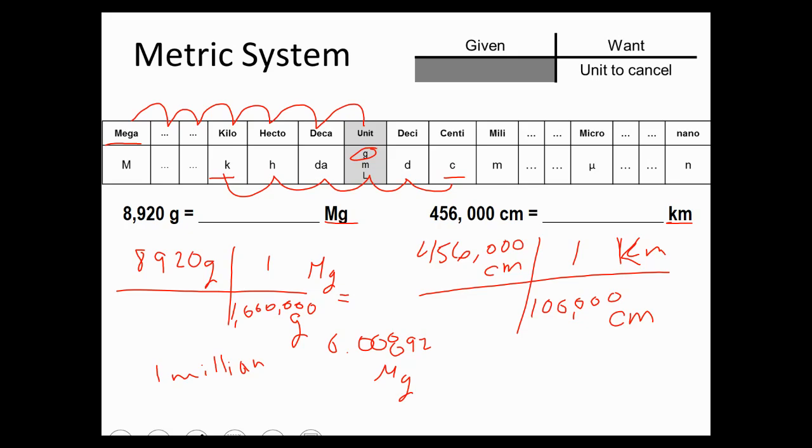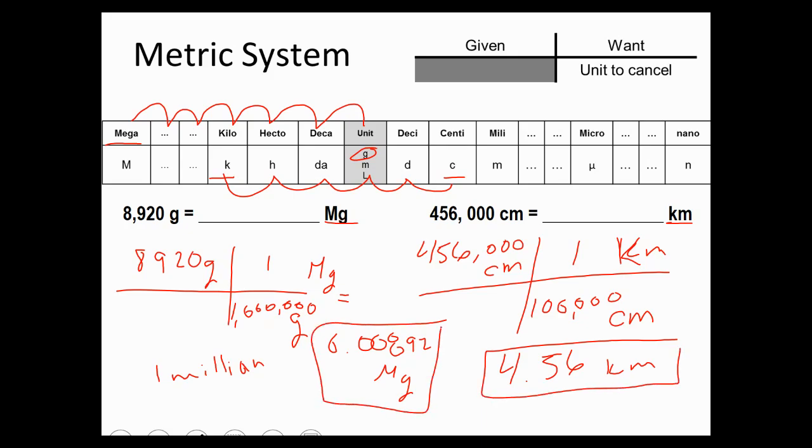So again, just like before, we are going to take the two numbers on the top and multiply them. So 456,000 times 1 gives us the same number. And then we're going to take that number and divide it by 100,000. And that comes out to be 4.56 kilometers, right? So that's my answer for the second one. This one was my answer for the first one.